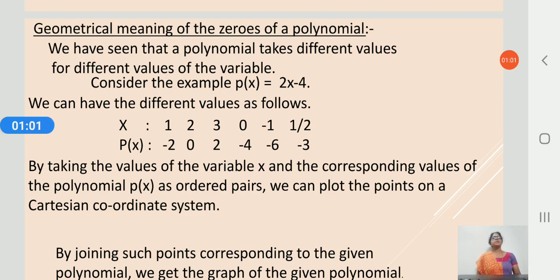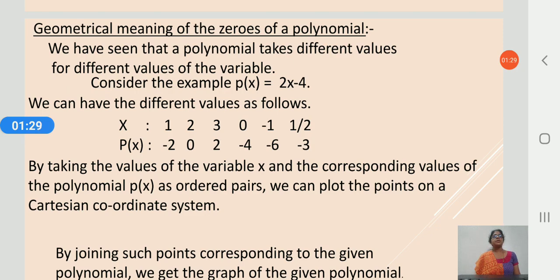Then suppose x is equal to 1. What will be the polynomial? P of 1 is equal to 2 into 1 minus 4, which is equal to negative 2. If x is equal to 2, the polynomial becomes 2 into 2 minus 4, or 4 minus 4, equal to 0. Then if x is equal to 3, the value of the polynomial becomes 2 into 3 minus 4, 6 minus 4, equal to 2.